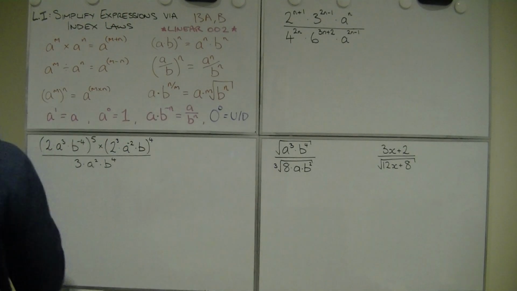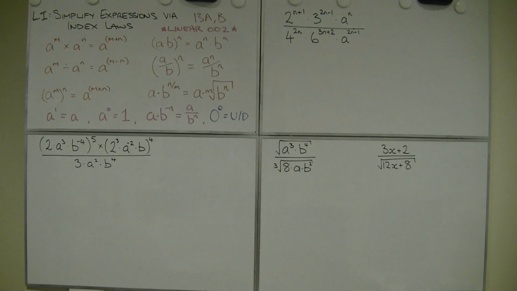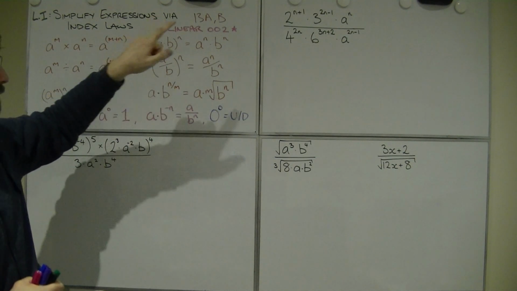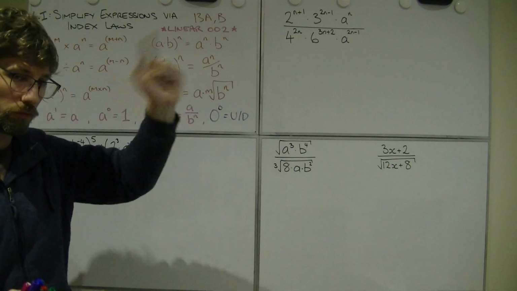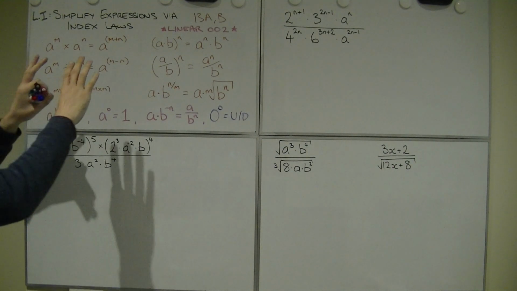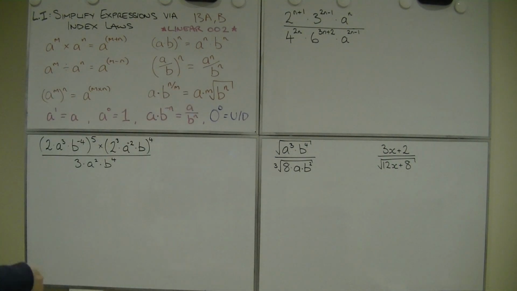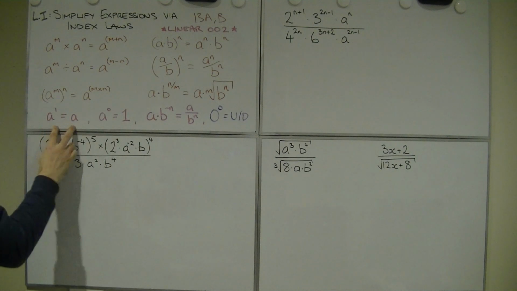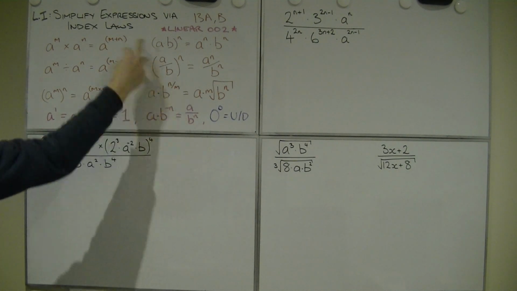Okay, simplify expressions via index laws. So, got all our index laws here. If you don't remember where most of these come from, maybe go back to the linear 002 on the YouTube page. But I'm assuming at least some familiarity with all of that. So we've got all our basic index laws. These guys are shorthands as well that come from those.